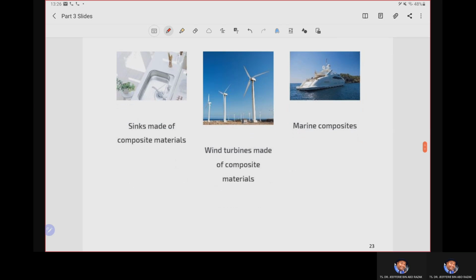As you can see here, sinks in your house kitchen are made from composite. Sinks in the chemical laboratory are made from fiberglass based composite, first to reduce the cost and the weight, and at the same time, due to the inertness of fiberglass, we can avoid chemical reactions. The wind turbine here is made from composite because of its lightweight characteristic. Marine boats and ferries are all made from composite nowadays.